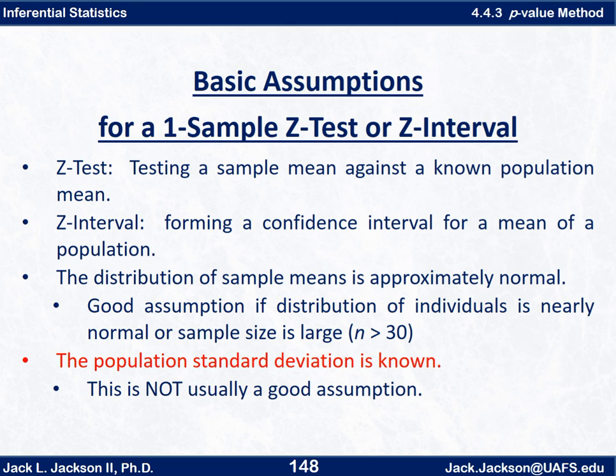Now, there are some basic assumptions for a z-test or z-interval. Remember, a z-test, we're testing a sample mean against a known population mean. A z-interval, we're forming a confidence interval for a mean of a population. So they're both dealing with means. The distribution of sample means is approximately normal. This is a good assumption if the distribution of individuals is nearly normal or the sample size is large, greater than 30. And the population standard deviation is known.